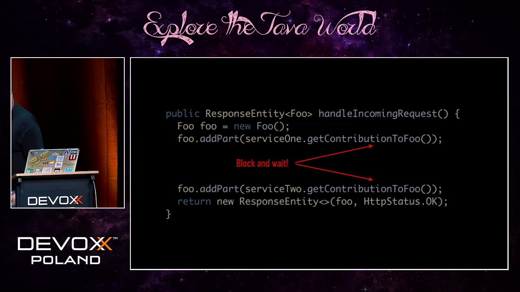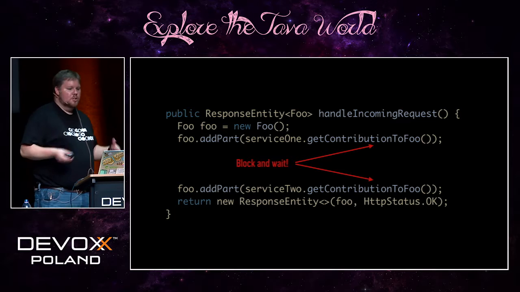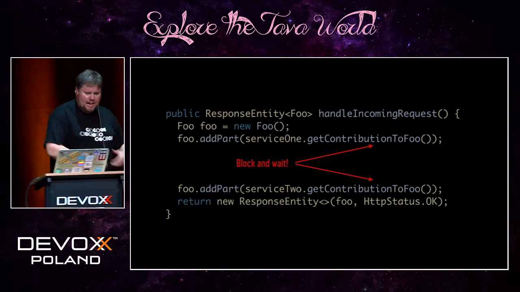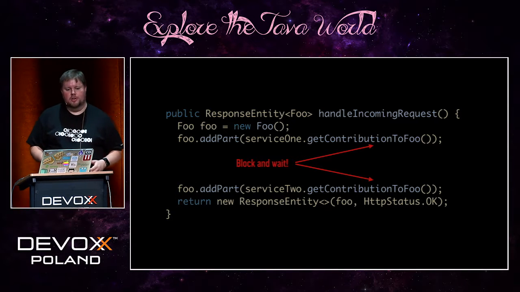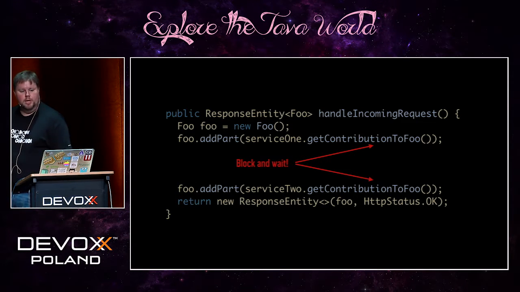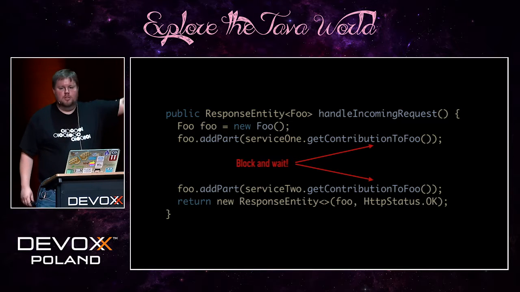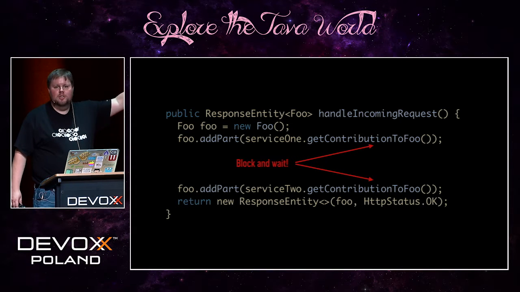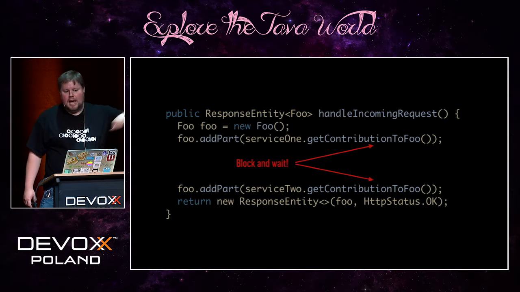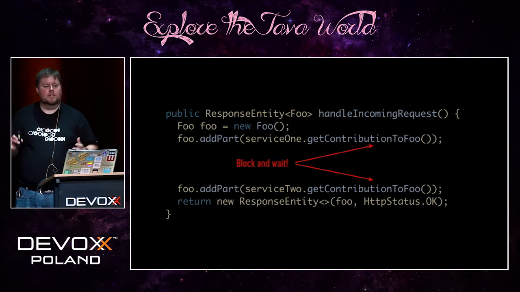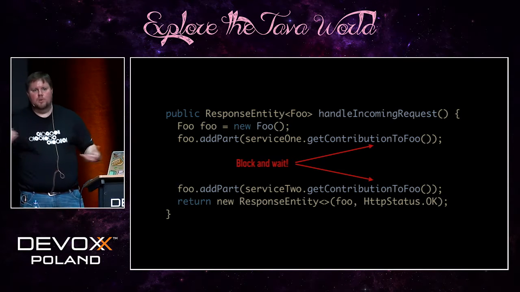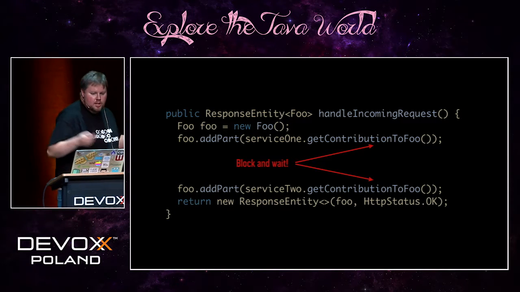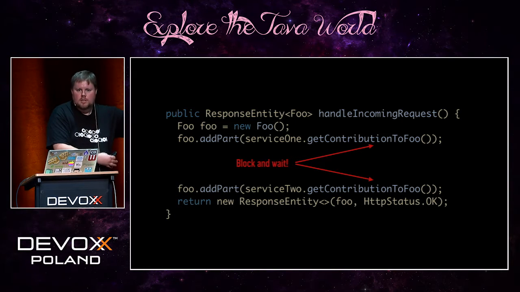So the natural way for me to write that code, if I were just doing my regular Java application, is I have some request handler, and let's say that we need to return a response of type foo. So we create a foo object, and then we go talk to the first service and get its contribution to the foo object and add that to it. And then we go get the second contribution, and we add that to it. Now that we have the complete foo object produced, then obviously we're just going to return that to the caller.